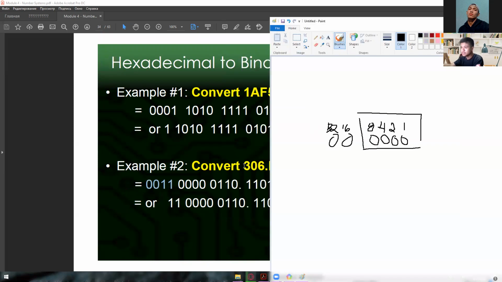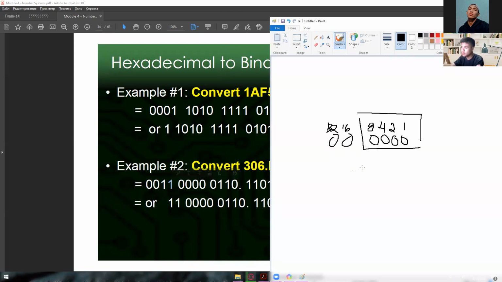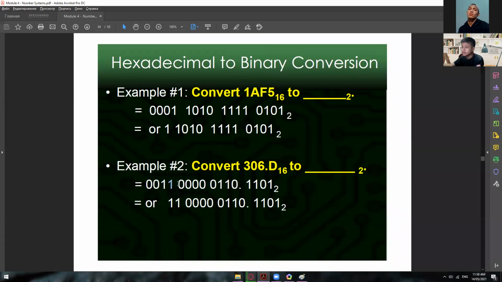As you can see right here, we need 3, so we need to activate 2 and 1. That is why we have this value 0, 0, 1, 1. We need 2 and then 1, so 2 plus 1 is equal to 3. Were you guys able to follow so far with this one? 0, 0, 1, 1.